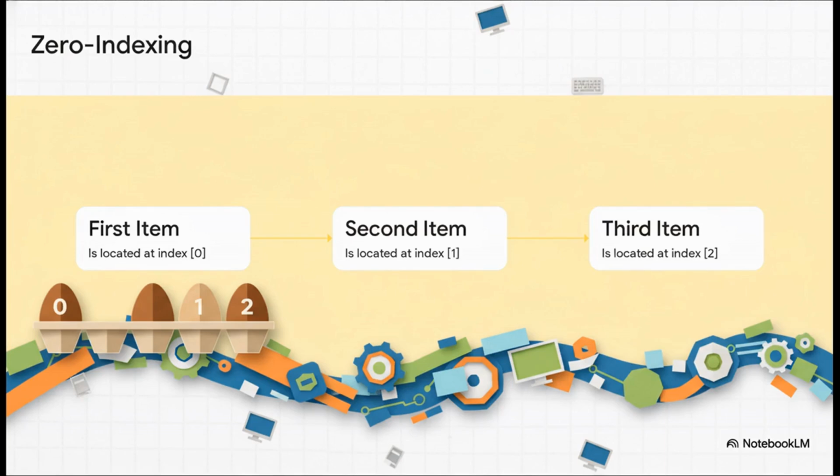In programming, we almost always start counting from 0. So the first slot in our little egg carton isn't position 1, it's position 0. The second item is at position 1, the third is at position 2, and it just keeps going like that. This is a really fundamental idea, and it's called zero indexing.